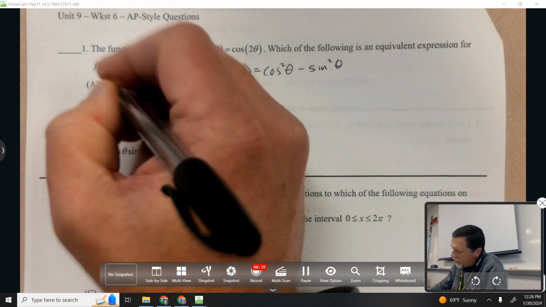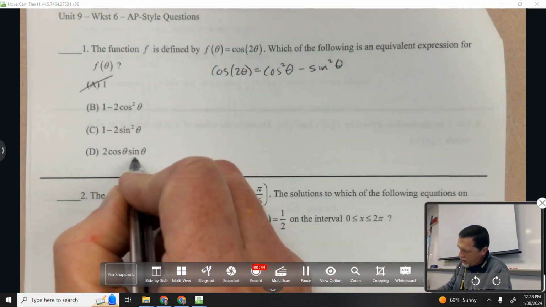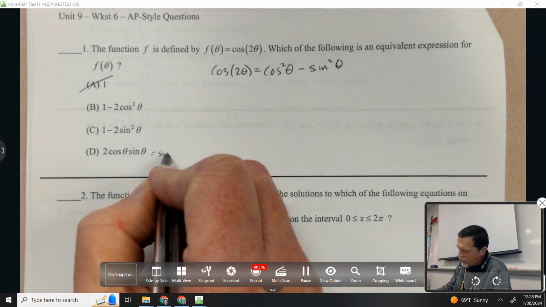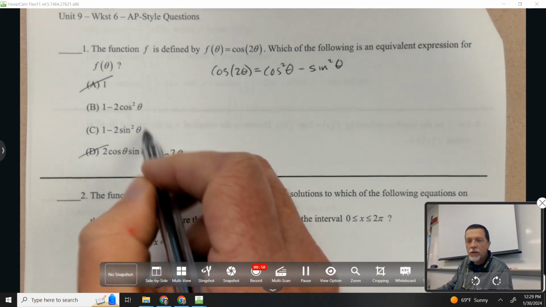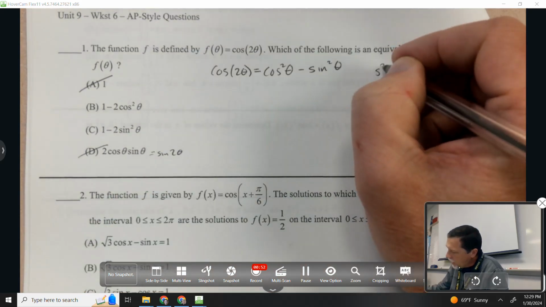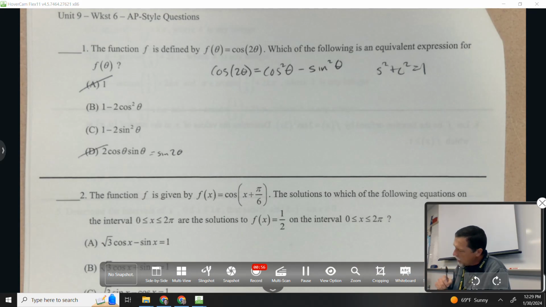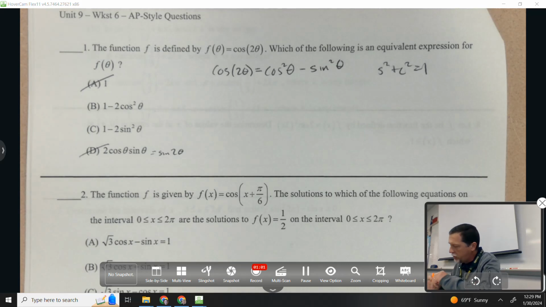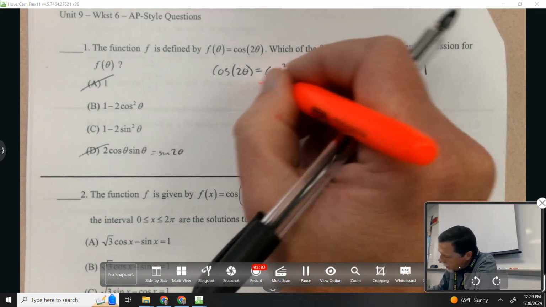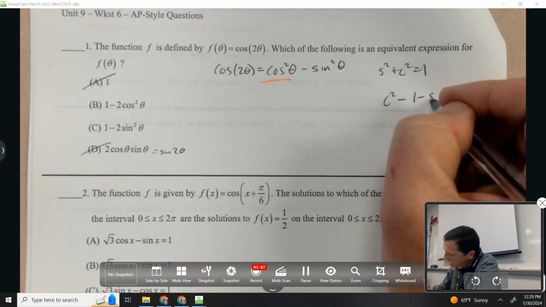Sine squared plus cosine squared would be 1, so that's not it. 2 sine cosine, that's sine of 2 theta, so I don't think that's it. The question is, does it become one of those when I use sine squared plus cosine squared as 1? I don't know which one will work, so let's just pick one. Let's replace cosine squared with 1 minus sine squared.